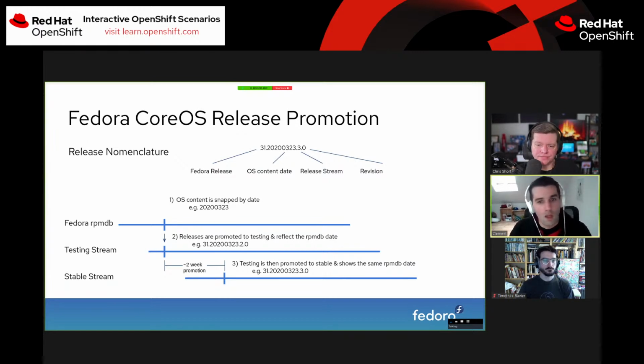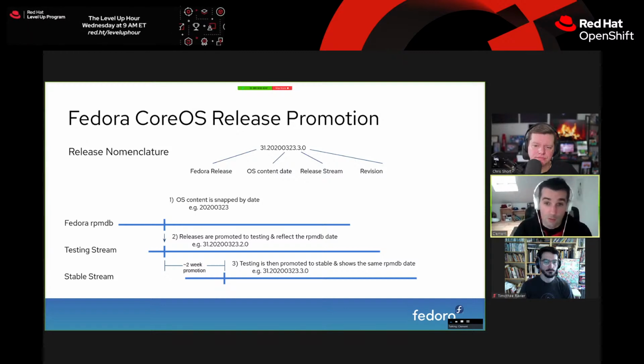So you can decode the version of Fedora CoreOS and have an idea of what you're running. Just a quick slide to explain that: in the version, at the beginning you have 31, 32, 33, that would be the main version of Fedora, so the base. Then you have the date at which the snapshot of the RPMs was done. At this particular date, we just took whichever RPM versions were available in Fedora. And then you have the release stream: 1 for next, 2 for testing, and 3 for stable, and then the revision. Here you have the diagram that explains this 2 week promotion and how the content is propagated through each stream.